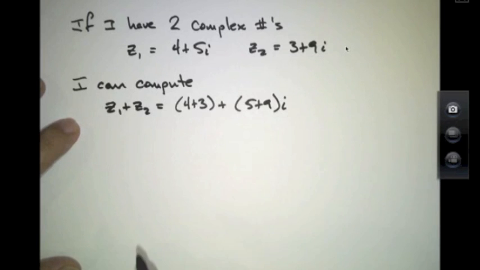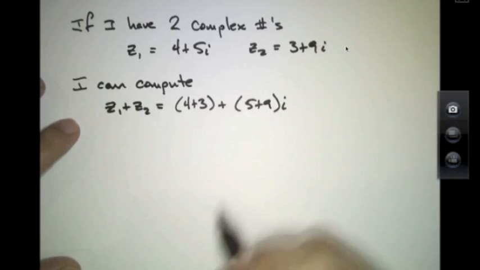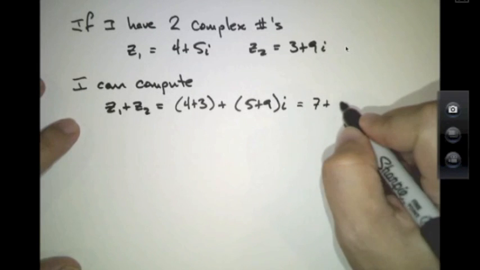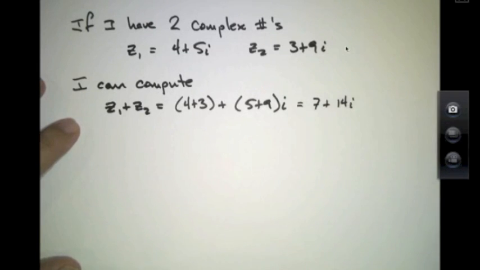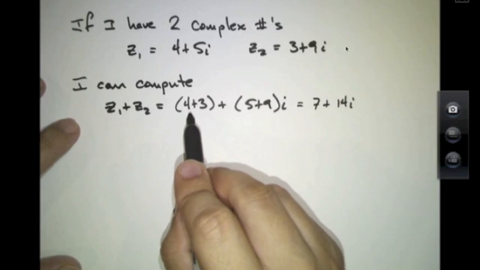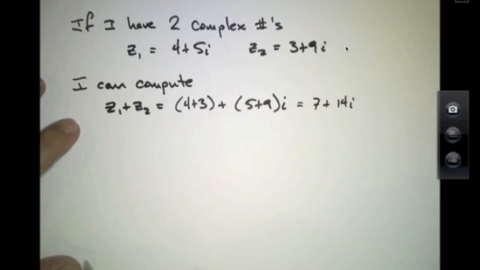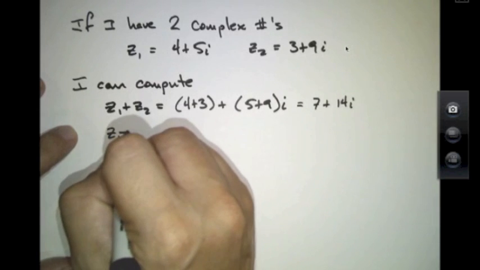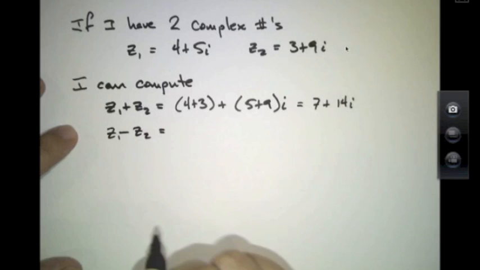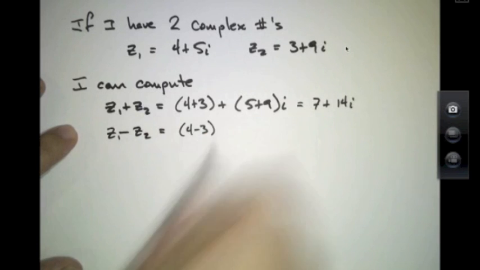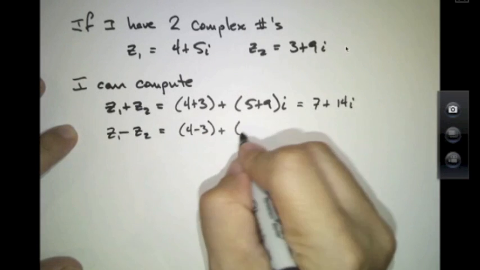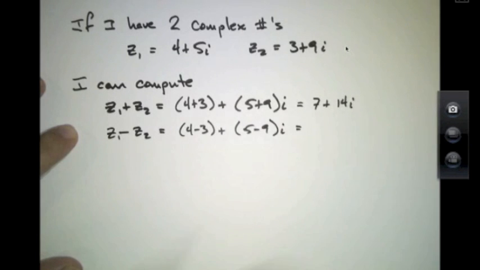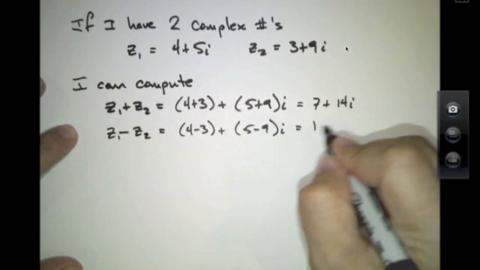The imaginary parts are still multiplied by this thing called i. And this works out to be 7 plus 14i. So in this sense, I haven't done anything between the real parts and the imaginary parts. They've acted separately. I've added them separately. We can also compute the difference between z1 and z2. That's just the difference in the real parts and the difference in the imaginary parts. And this works out to be 1 minus 4i.